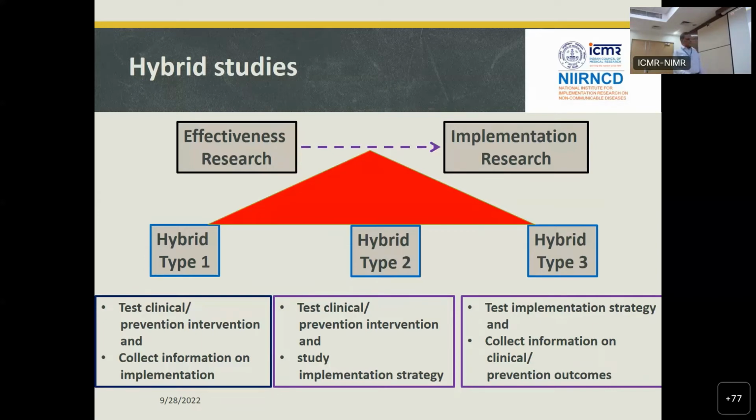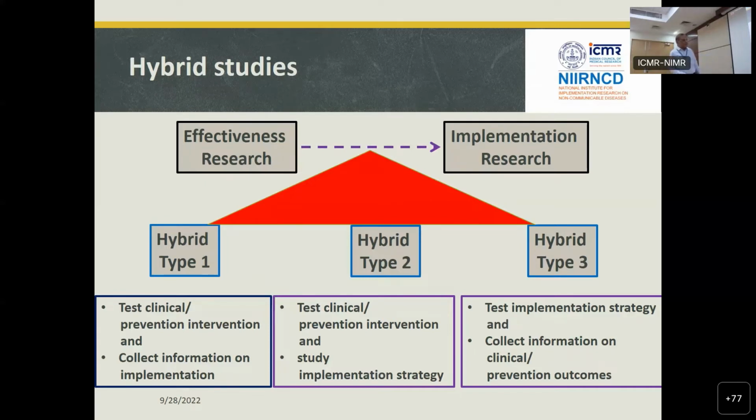And on the other extreme, you are 100% sure about the effectiveness part, you just need to launch. But how meticulously the launch will be done and how effectively it will be taken up will depend on the implementation strategy that has been adopted to launch that program.